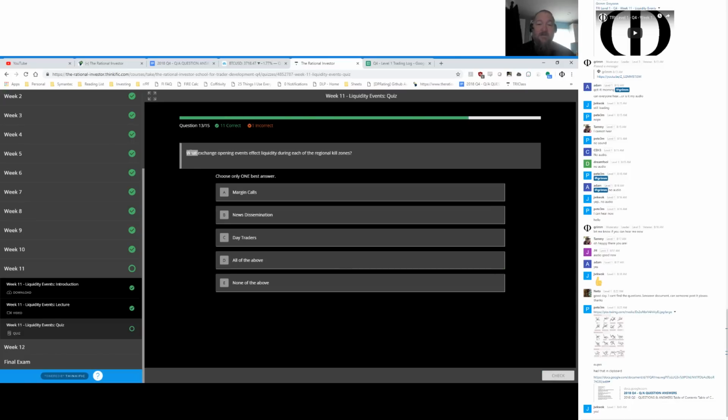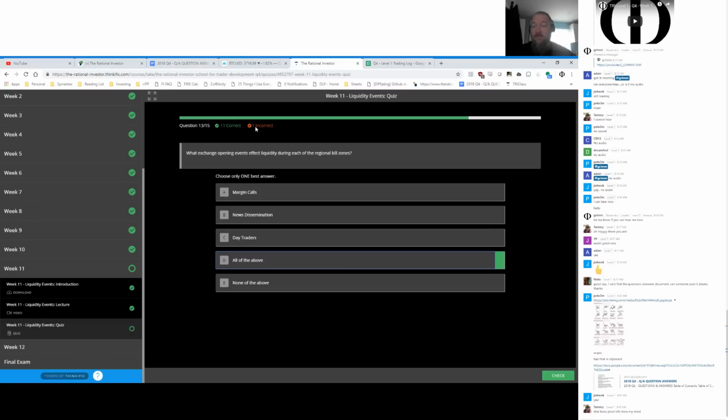And which exchange opening events affect liquidity during each of the regional kill zones, right? We talked about some of this. Margin calls, for sure. News dissemination, for sure. Day traders, for sure. So all of the above, right? We have the liquidity that we see at exchange opening events, right? Those kill zones are driven by these three factors primarily, right? Margin calls, news dissemination, and day traders. Specifically, day traders squaring up their positions, but yeah.